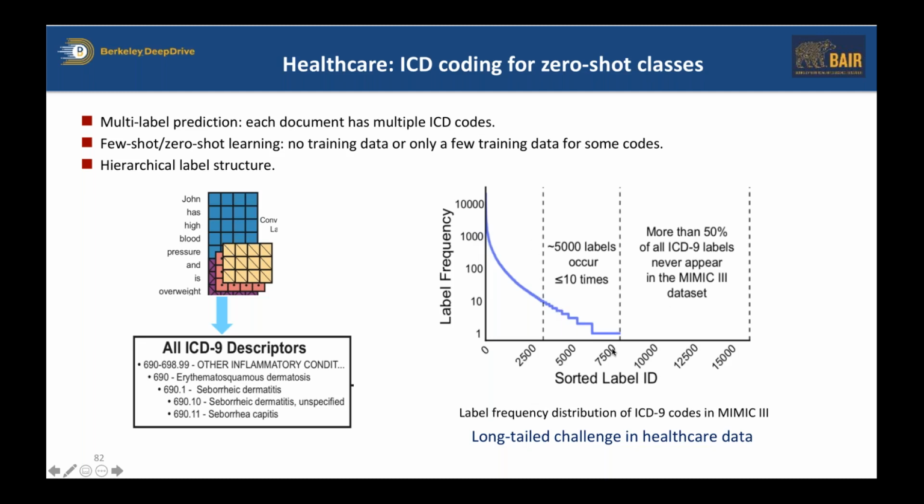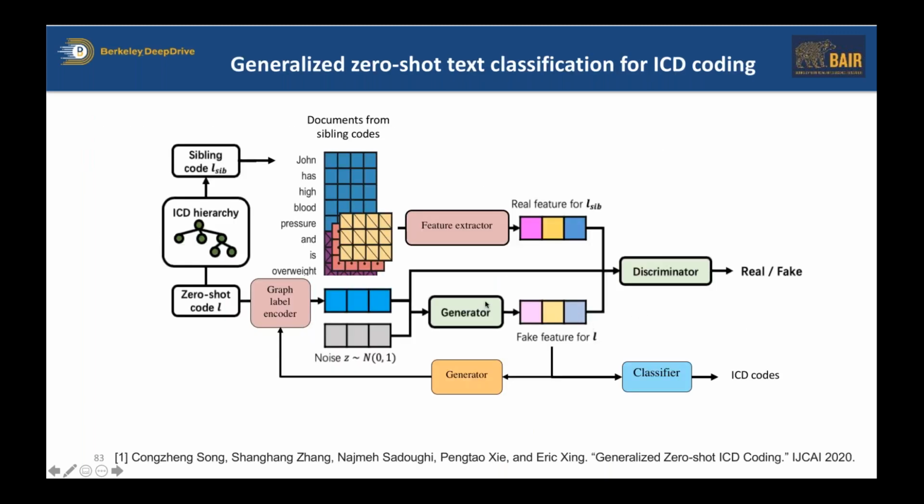However, there are several diseases, even more than 5,000 diseases, that have very few training samples in the training data, and more than 50% of diseases have no training sample in the training data. We want to solve this problem, which is also a generalized zero-shot learning problem. Similarly, we want to generate the feature for the disease that has no training data at all based on the label description.